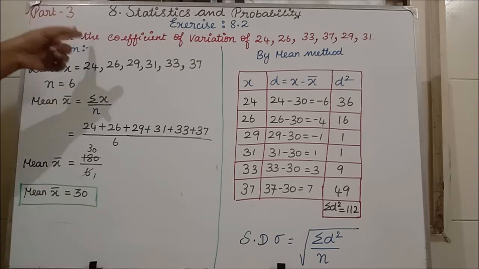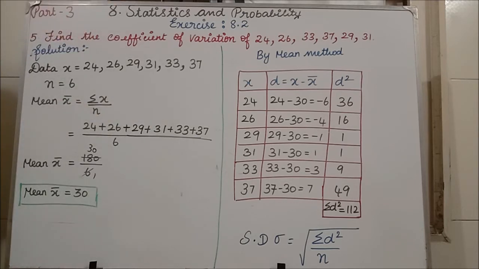But here, find the coefficient of variation. When they are asking for the coefficient of variation, if you go for the assumed mean method, that time also we get the same answer, but it will take some more time. So to make the time short, I am doing it by the mean method. This makes the problem very short and it will take very little time. Now we'll see the tabular column for how to calculate the standard deviation by the mean method.